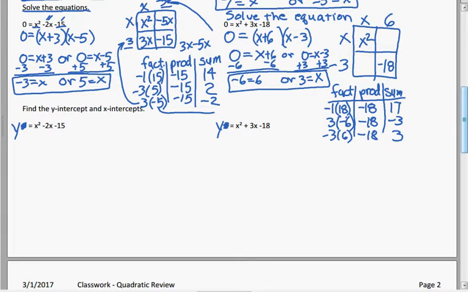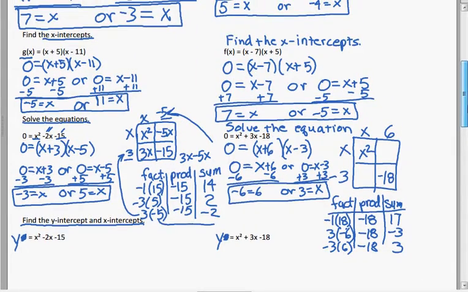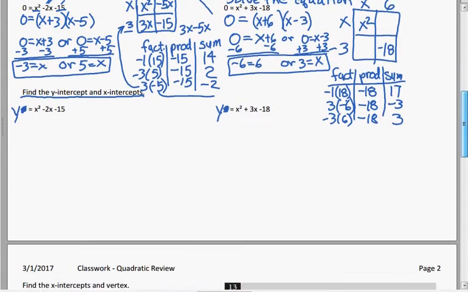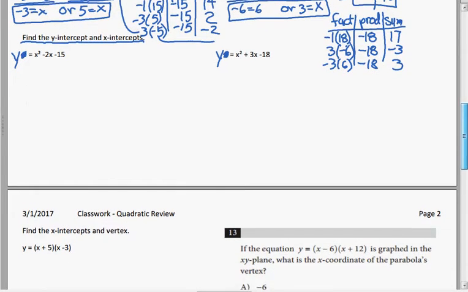You need to change it. It should say y equals x squared minus 2x minus 15, and y equals x squared plus 3x minus 18. Okay? But the instructions say, find the y-intercept and the x-intercept. So we're finding the intercepts again. We did that up here, where we had the factored form, in problem 3, I believe that is. But we only found the x-intercepts. We didn't find the y-intercept.